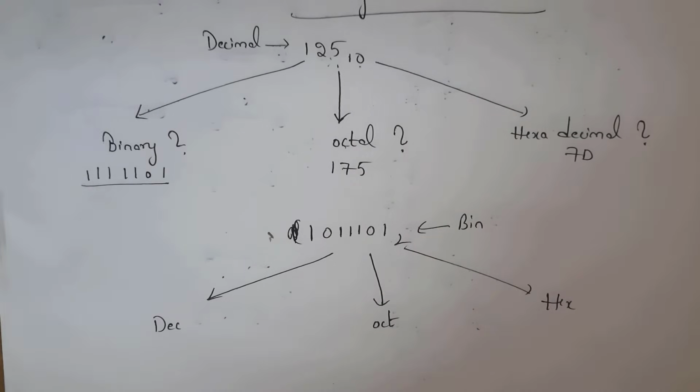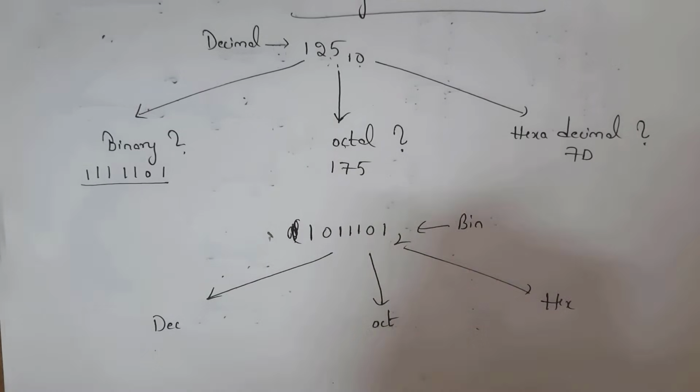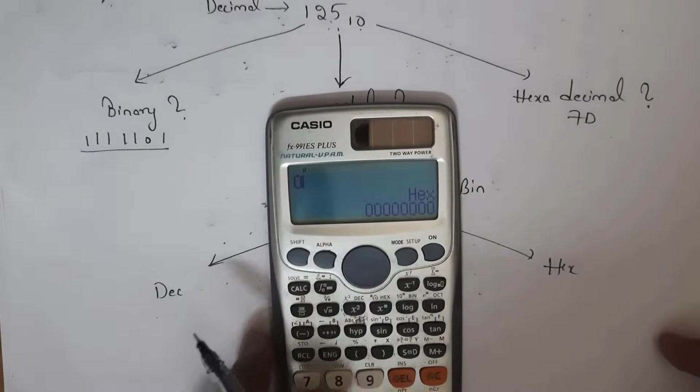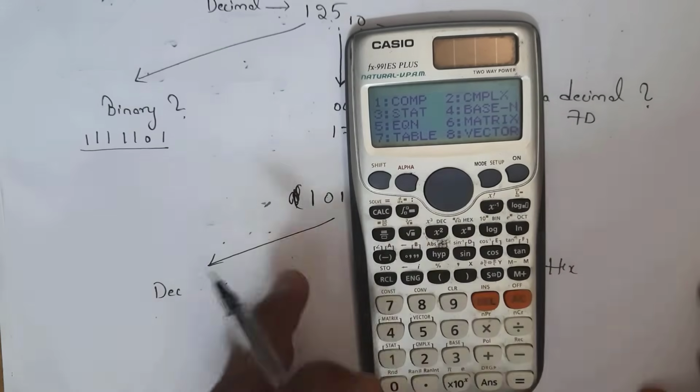For example, I want to convert binary number into decimal, octal and hexadecimal. Let binary number be 101101. I want to convert this number into decimal, octal and hexadecimal. So at first you need to click on mode. Here you can see option that is base n. So click on 4.